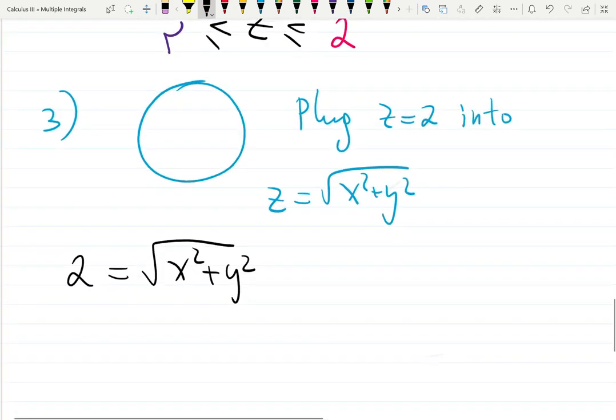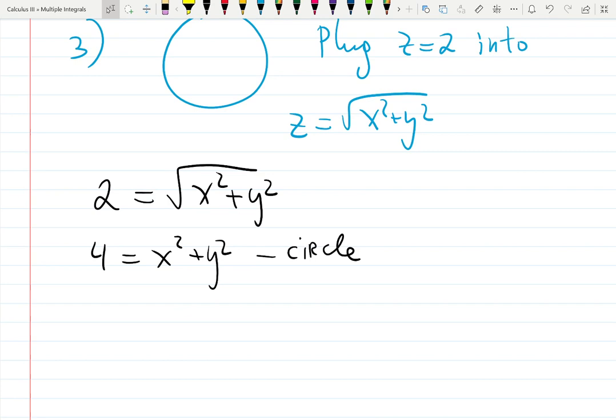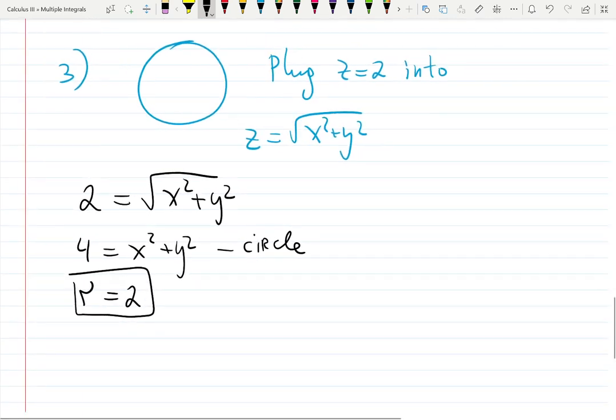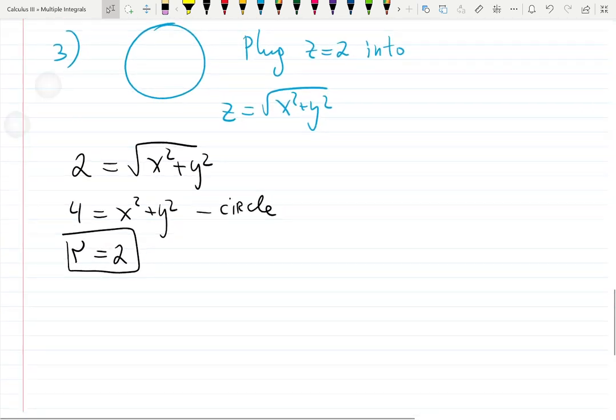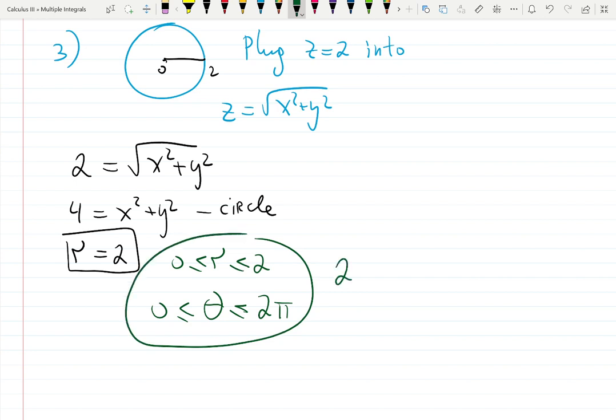This will be convenient for your homework, to be honest. 2 equals square root of x squared plus y squared. That's going to be 4 equals x squared plus y squared. That is a circle centered at 0, radius 2. So r equals 2. 2 is going to be my limits for the radius, from 0 to 2. Since we have the full circle, theta is from 0 to 2 pi. R is from 0 to 2. That is from the 2D picture. Good. The full rotation.